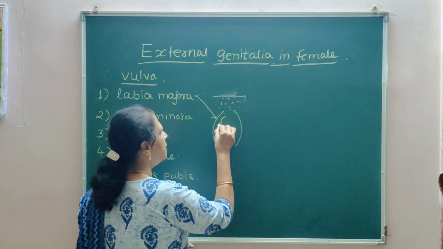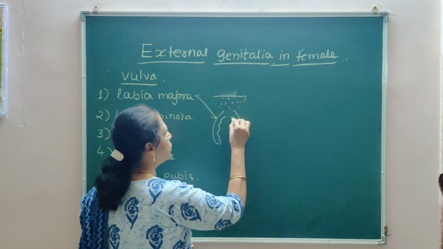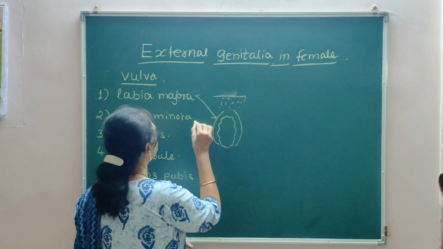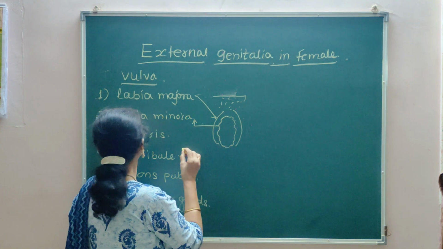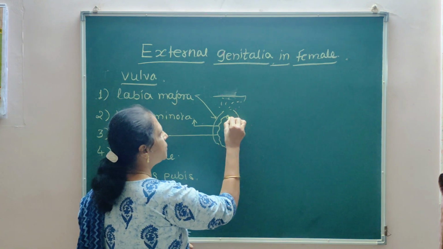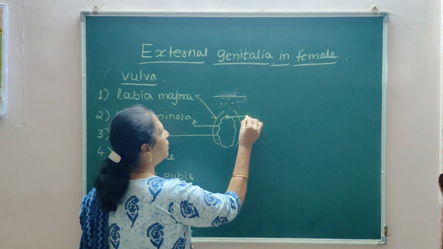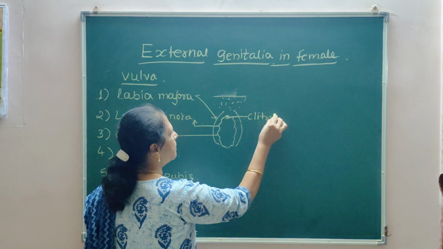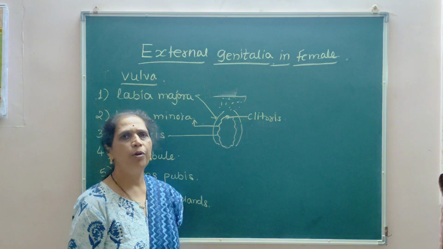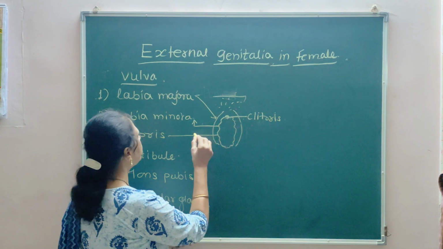Then inside this there is an irregular fold which is called labia minora. This structure is called labia minora. Then inside this labia minora there is a hood-like structure, which is called clitoris. This clitoris is a homologous organ to the penis.